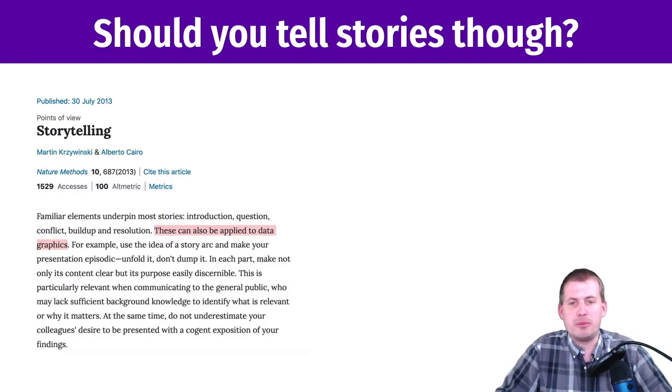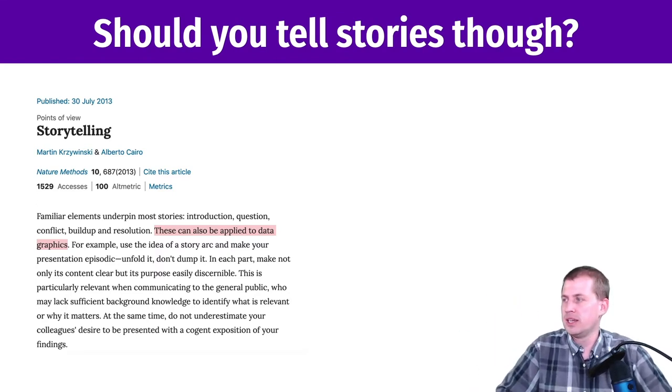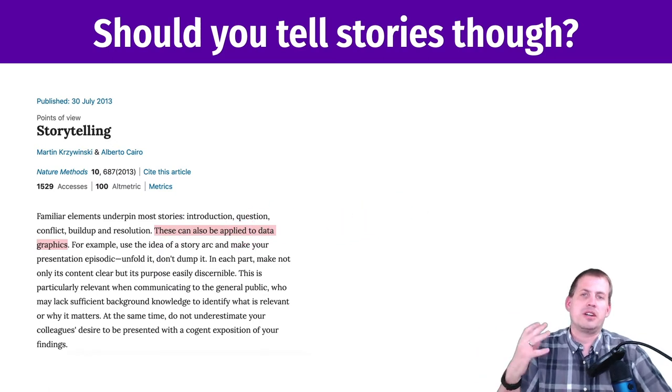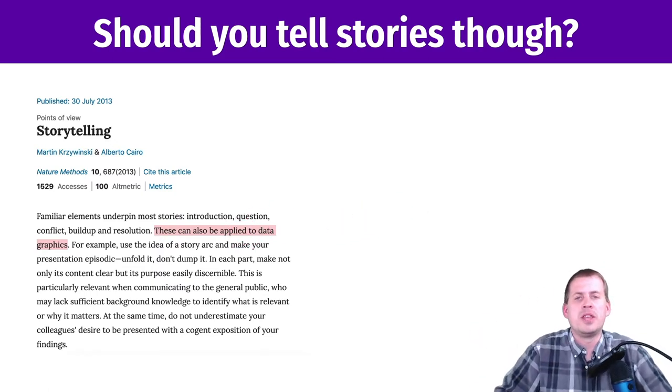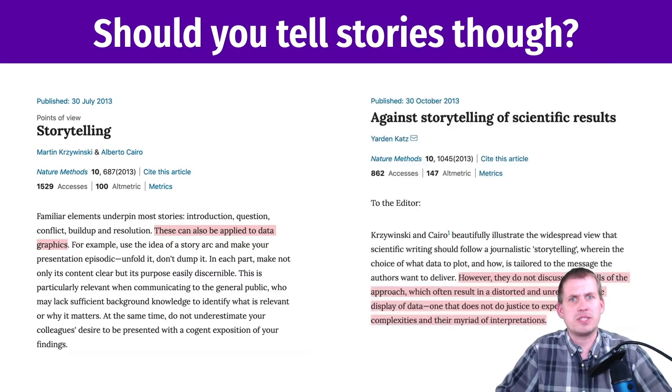research note from Alberto Cairo and a co-author in Nature that was published in 2013, where they propose that authors need to communicate their findings through the principles of storytelling and have an introduction, a question, have conflict, a buildup and resolution. And so they say, do this in your own research and do this in data graphics. Have a story arc. You can even try to map out that story arc. But after they published this, it started a debate in the journal Nature where lots of other scientists said, no, don't do this. This is bad.